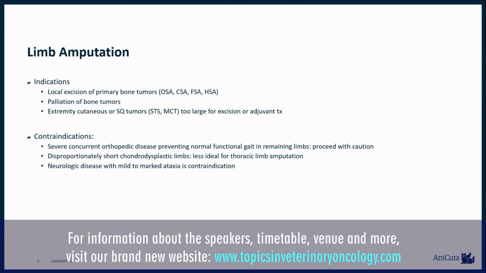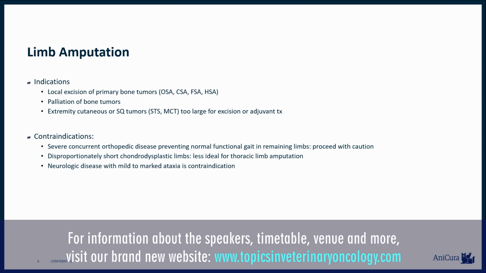Limb amputation is generally well known, and it's probably the thing that we do most when we are confronted with any appendicular tumor. We use it mainly for local therapy of any primary bone tumor, whether it be an osteosarcoma, a chondrosarcoma, a fibrosarcoma, or a hemangiosarcoma. It can also be used in dogs as a palliative measure when there are metastases, just to palliate pain. It's also used for soft tissue sarcomas and other tumors like mast cell tumors which are too large for normal excision, or if adjuvant therapy like radiation has been declined by the owner.